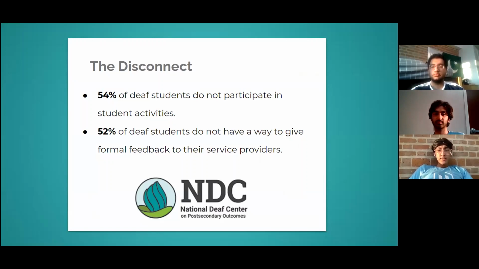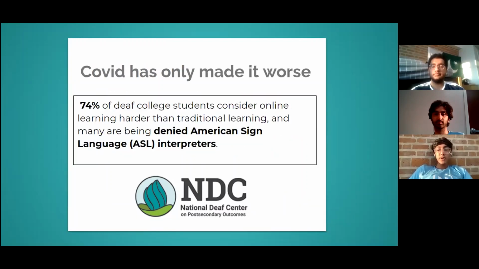Let's look at some stats. So the National Deaf Center reports that almost 54% of the deaf students do not participate in any student activities, and more than half do not even have a way to give formal feedback to their service providers. And now COVID has only made it worse for them, with more than 74% reporting that online learning is more difficult and that universities are going as far as even denying them interpreters due to their contractual obligations.